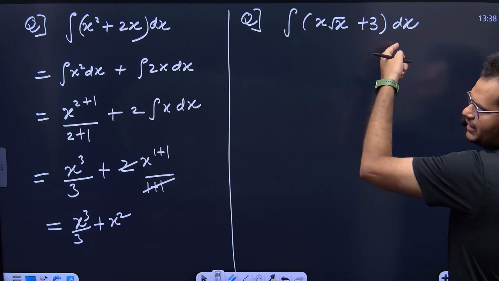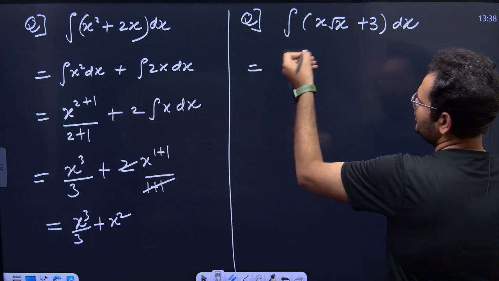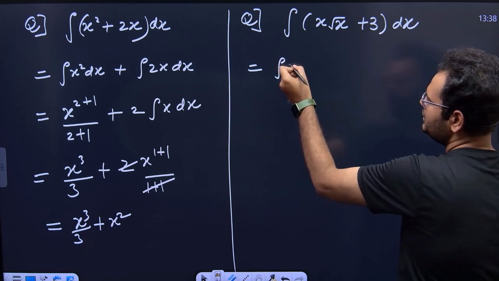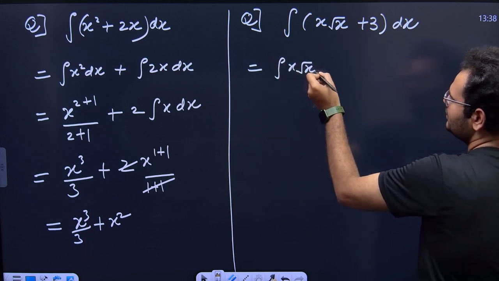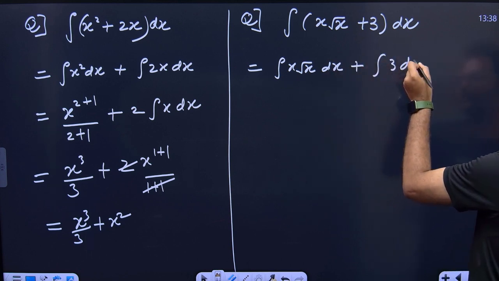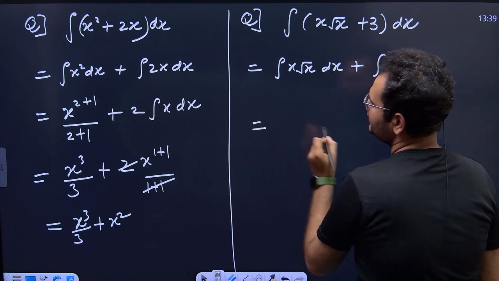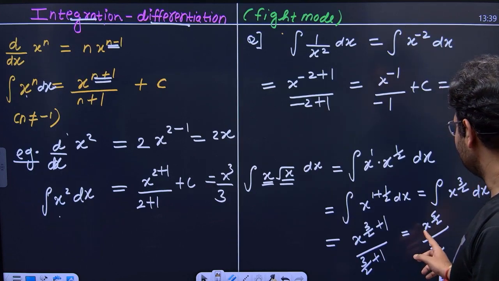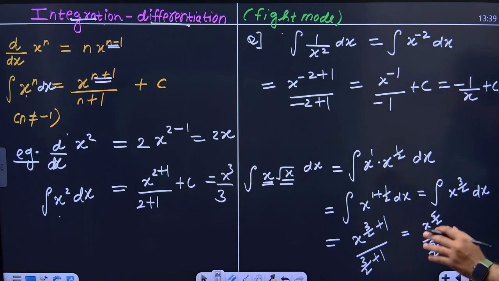The same question again. So what I will do? Again, first, addition is there, separate two functions. So integration of x root x dx plus integration of 3 dx, right? So what I will do again? What is integration of x root x? Just now we did, right? This is x to the power 5 by 2 divided by 5 by 2.